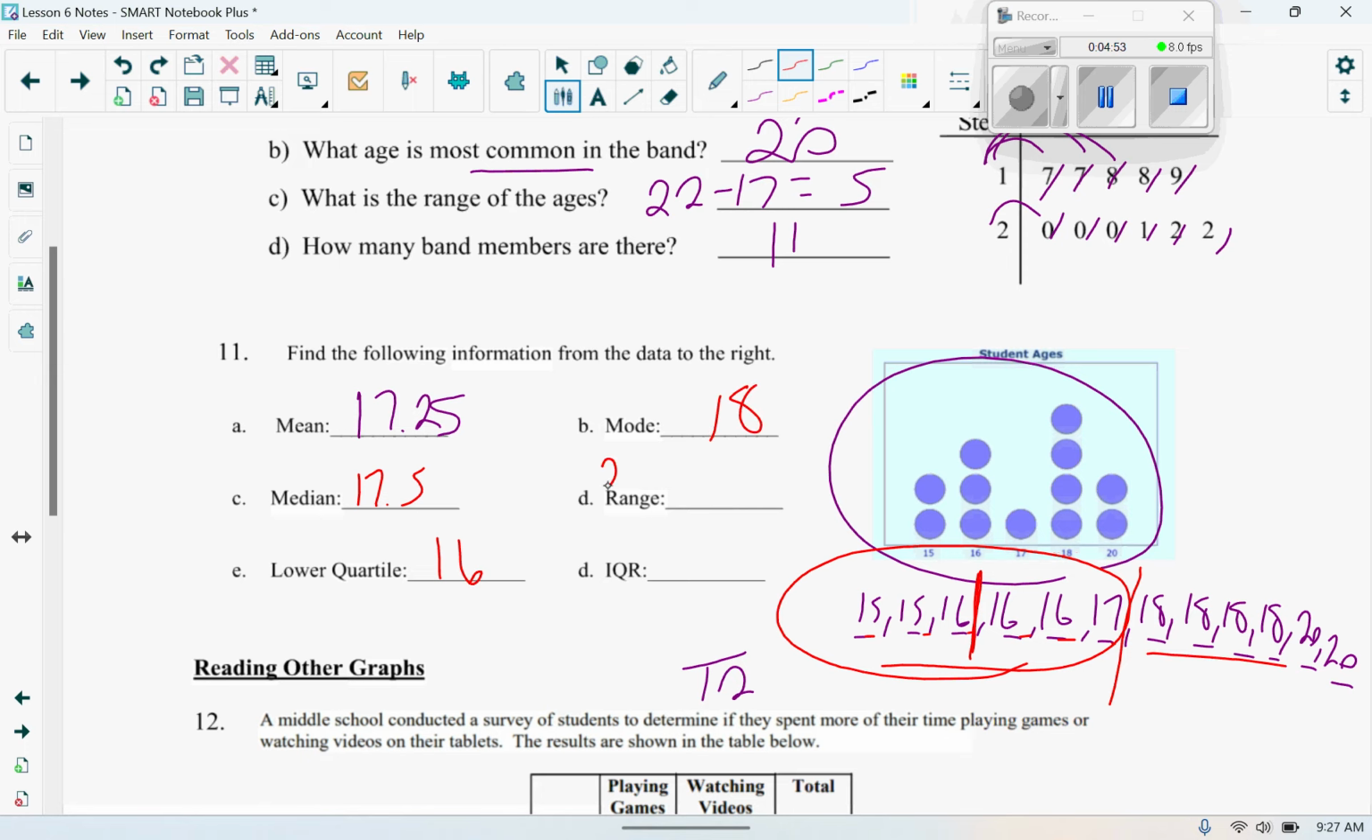The range, I'm going to take 20 minus 15, so that's going to be 5. And the IQR, so we have to find the upper quartile now. The IQR is the upper quartile minus the lower quartile, which would be 2.